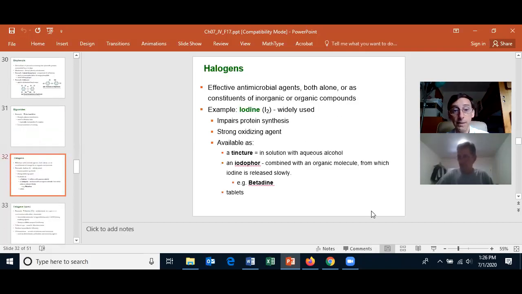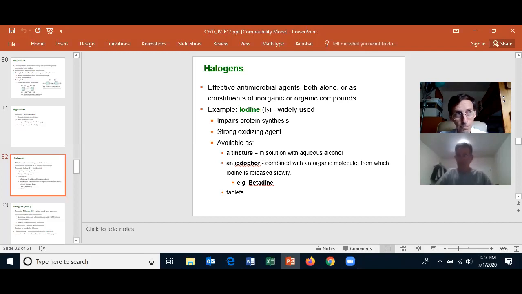Halogens, very common household agents, effective as antimicrobial agents both alone or as a constituent of inorganic or organic compounds. Iodine, widely used, impairs protein synthesis, a strong oxidizing agent. You can use it as a tincture, like tincture of iodine. It's a solution in aqueous alcohol, and you just put it on the skin.